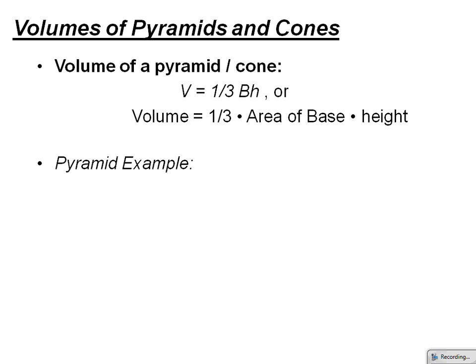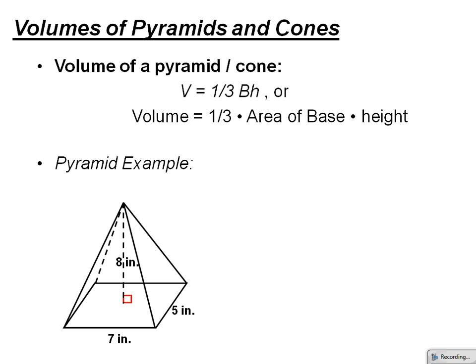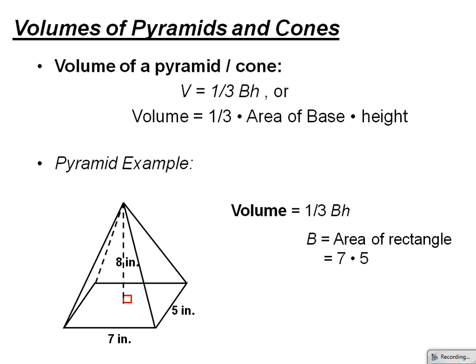An example using this formula, say with a pyramid. Let's say we have this rectangular pyramid here. To find the volume of the pyramid, we just take 1/3 times the area of the base times the height. Well, since the base is a rectangle, we can merely just multiply the length times the width of the rectangle. 7 times 5 gets us 35 square inches.